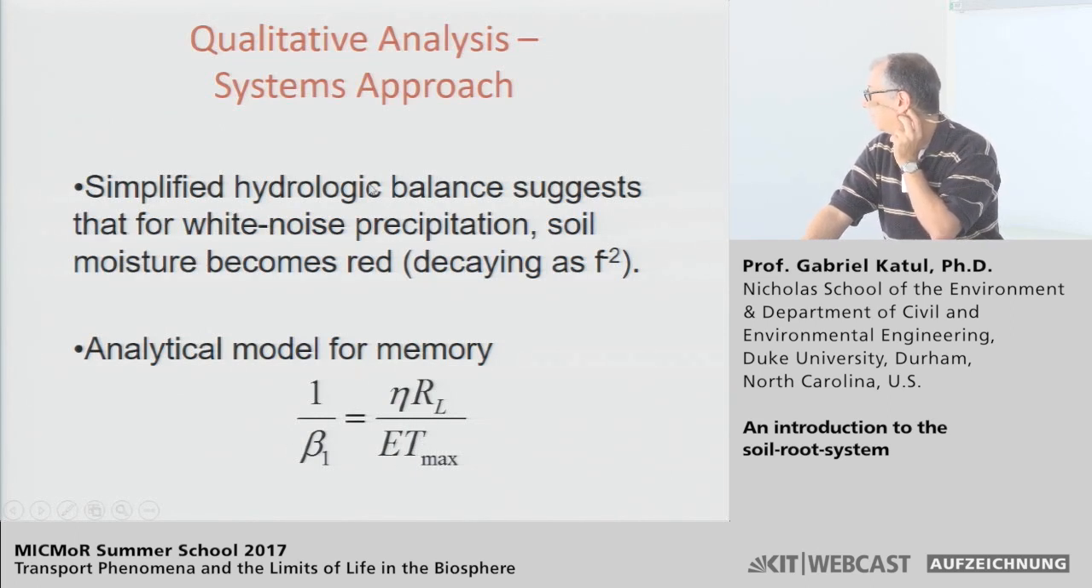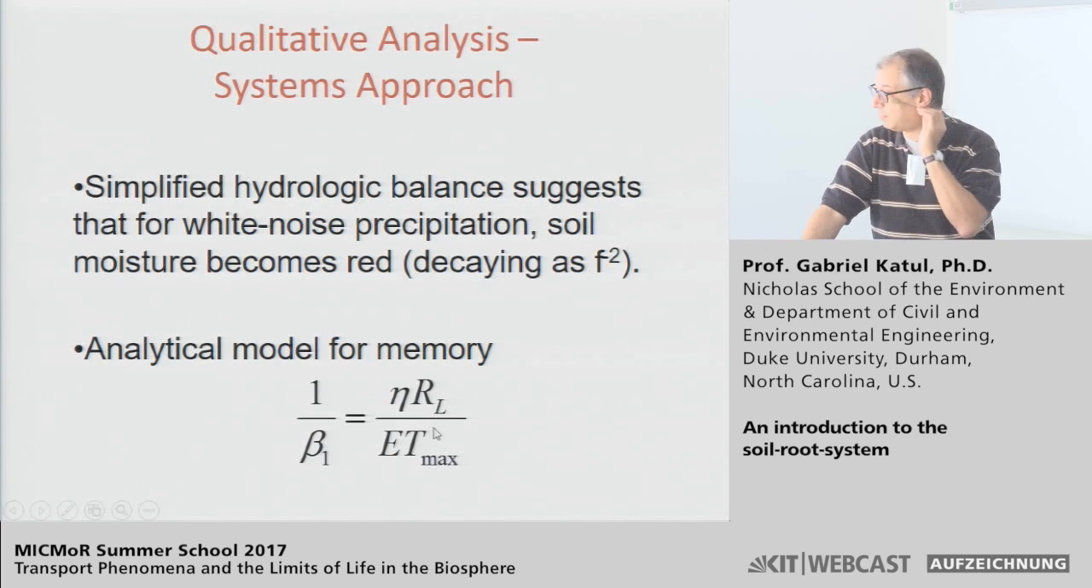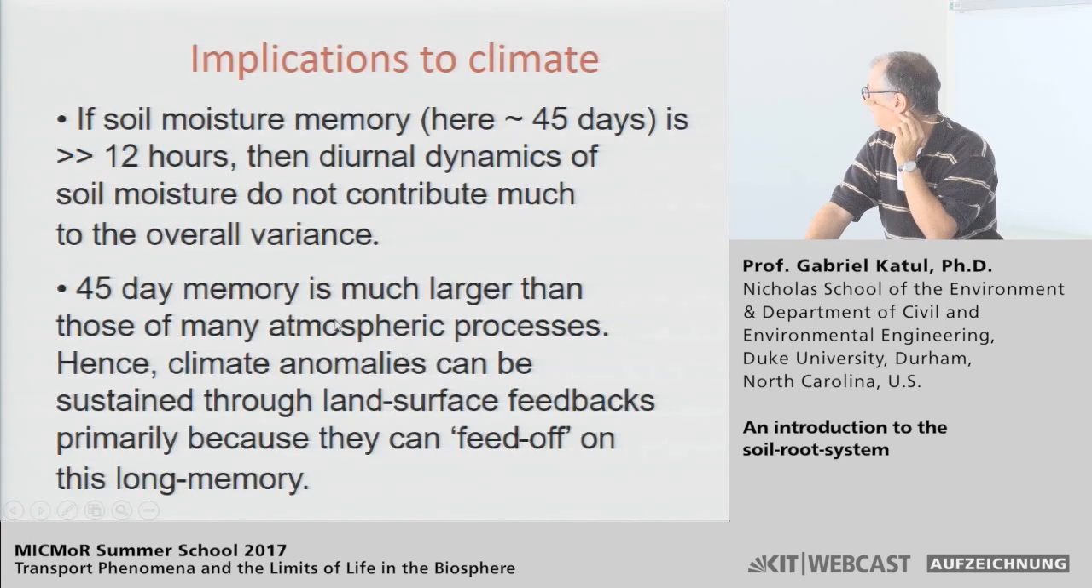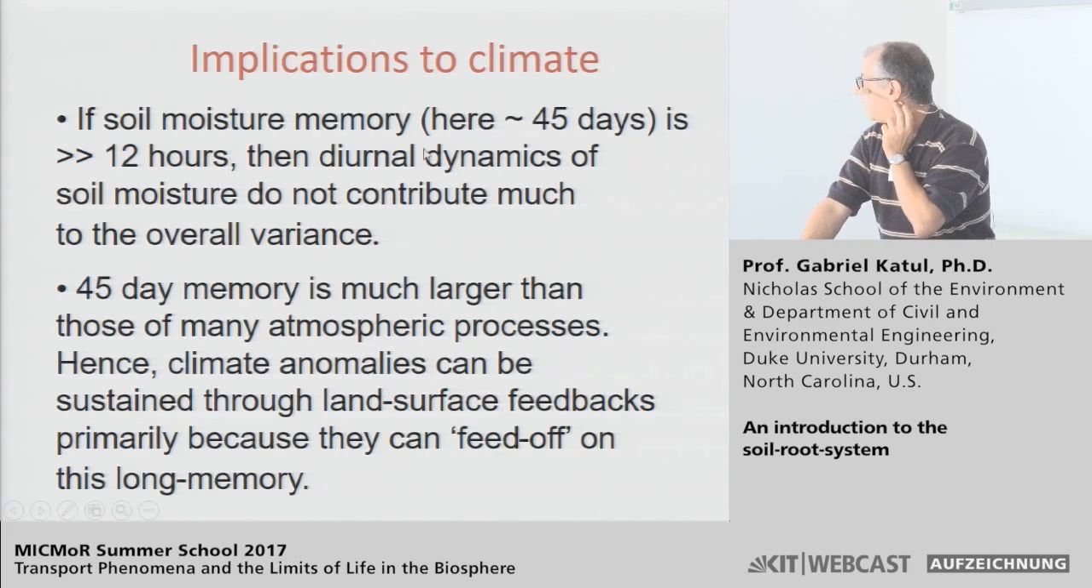So in fact, you could show that the memory, at least by this model, is reasonably captured, which means that if you have a soil moisture time series, and you know the rooting zone depth, you might be able to predict the maximum transpiration rate associated with it strictly from the spectrum, which is an interesting result. Okay, so what are the implications to climate models?